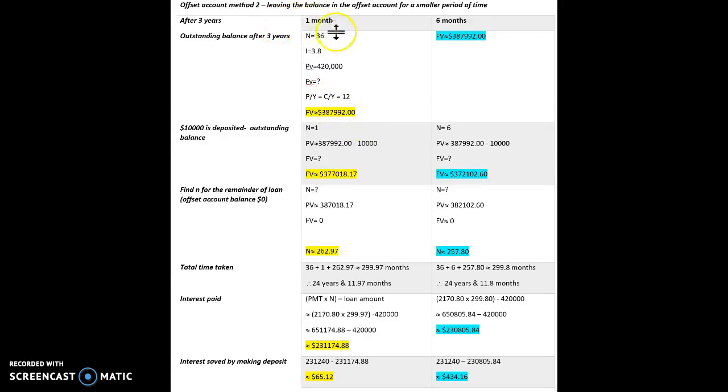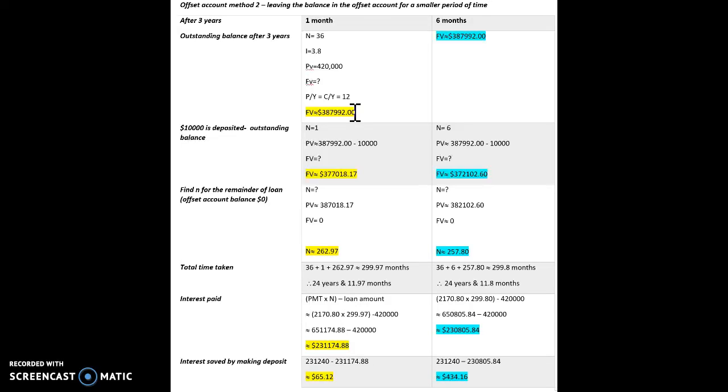So in this question, we're saying that after 3 years into this home loan, we want to put in an offset amount, and we want to put that amount in for 1 month. Now, the offset amount is $10,000. So first thing I need is to work out the future value after 3 years. This is just my normal calculations. Future value after 3 years is this. Currently 3 years into the loan.